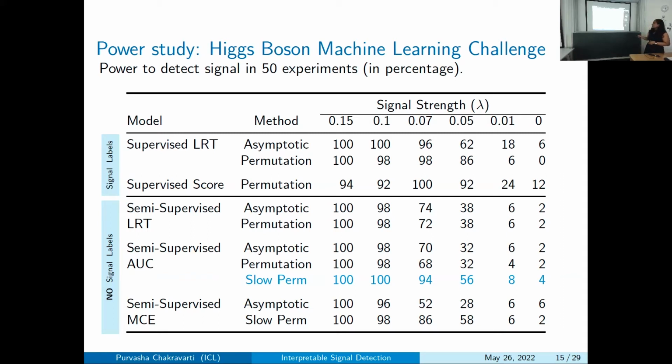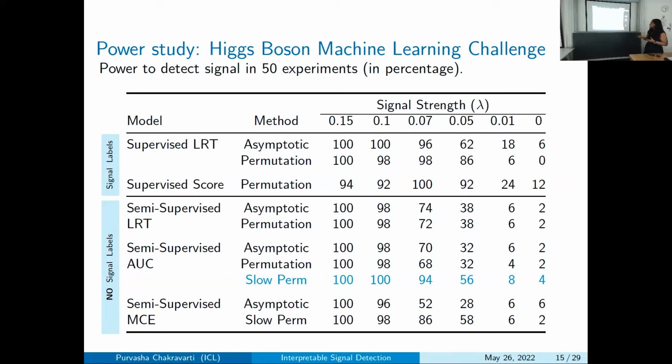And then the bottom ones are the model independent methods, which don't have any access to signal labels. So we don't really know what the signal looks like. But as you see from the power, which is the percentage of experiments that find the signal successfully, the power is comparable. So we are able to detect the signal almost as well as the model dependent ones, even though we don't have access to the signal labels.